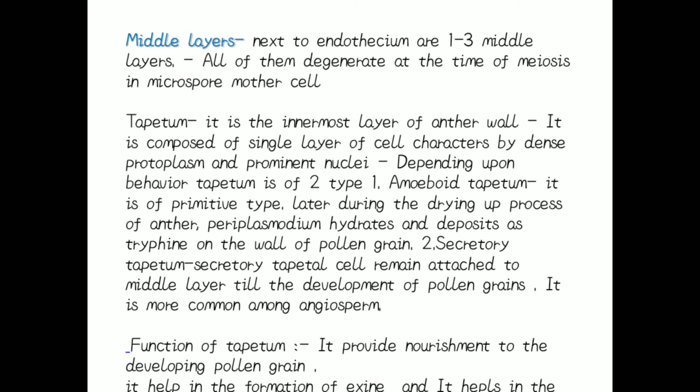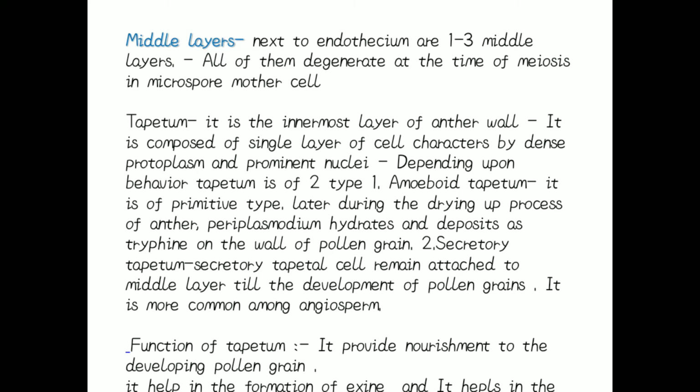Depending upon the behavior, tapetum is of two types. The first is the amoeboid tapetum, which is of the primitive type. Later, during the drying up process of the anther, the periplasmodium hydrates and deposits as the tryphine on the wall of the pollen grains. The other one is the secretory tapetum. Secretory tapetum cells remain attached to the middle layer till the development of the pollen grain. It is more common among angiospermic plants.